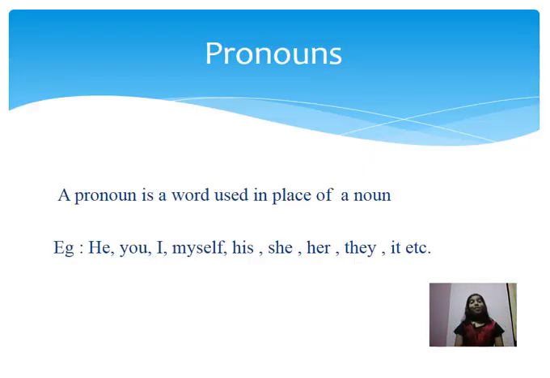Pronouns. A pronoun is a word used in place of a noun. We learned what nouns are. A pronoun is a word used in place of a noun. For example, he, you, I, myself, his, her, they, it, etc. are pronouns.